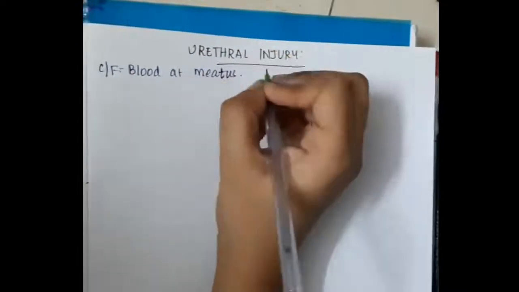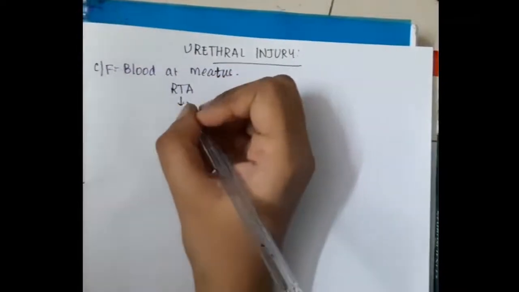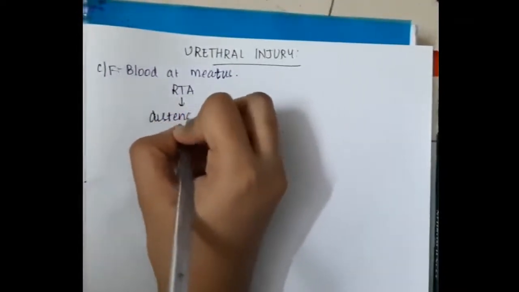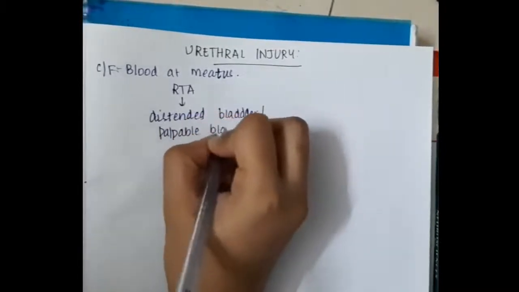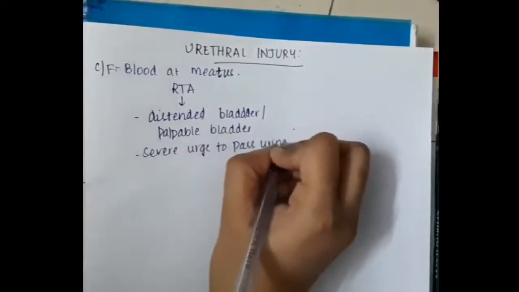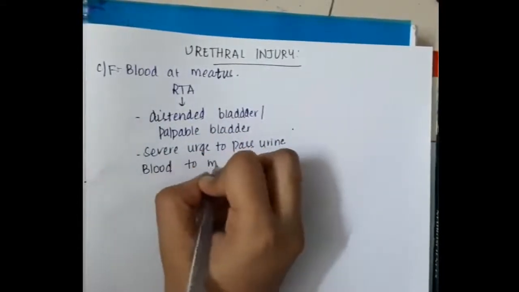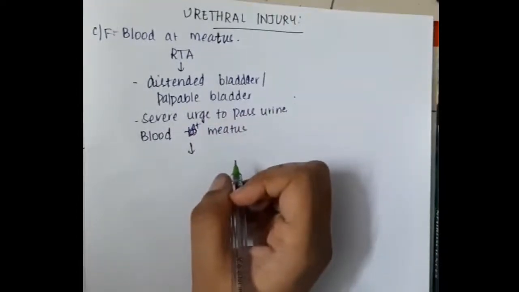The next important injury is the urethral injury. In urethral injury, the main clinical feature is the presence of blood at the meatus. This occurs due to road traffic accidents. Road traffic accidents can cause a distended or palpable bladder, or severe urge to pass urine, or the patient may come to you with blood at the meatus.